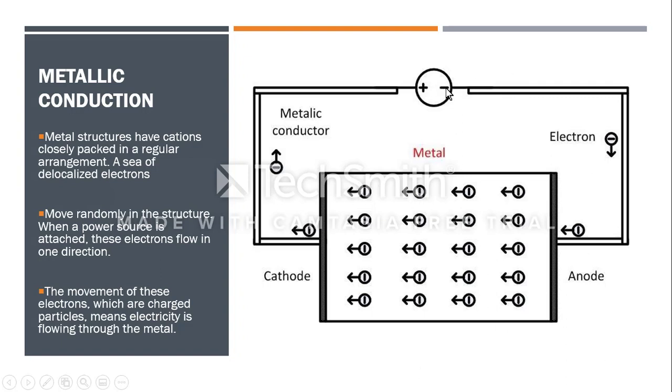However, when a power source is applied to this metal, the electrons begin to flow in one direction. So when we plug this in, or we turn on the power supply, the electrons will start to flow, and all the electrons will try to move this way. All right, and this movement of electrons is what facilitates the conduction of electricity.